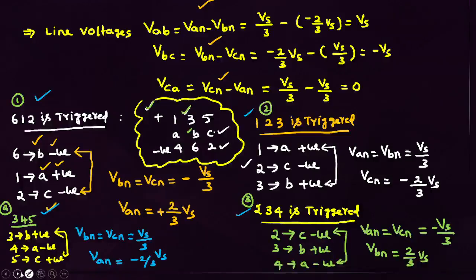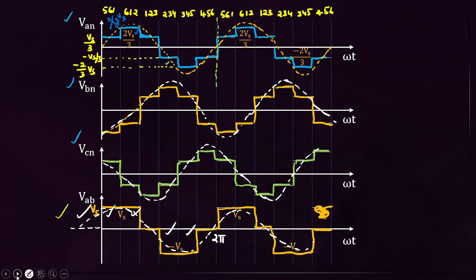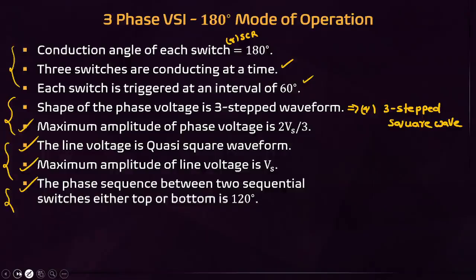This final conclusion is what you mainly have to concentrate on. All this operation is not required. Mainly concentrate on these waveforms. In 180-degree mode of operation, this is the phase voltage waveform. The phase voltage waveform is a stepped waveform. The line voltage waveform is a quasi-square wave.